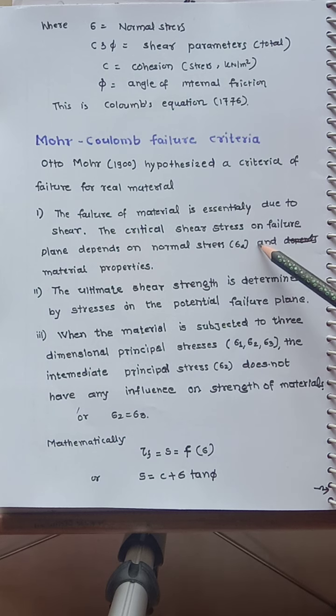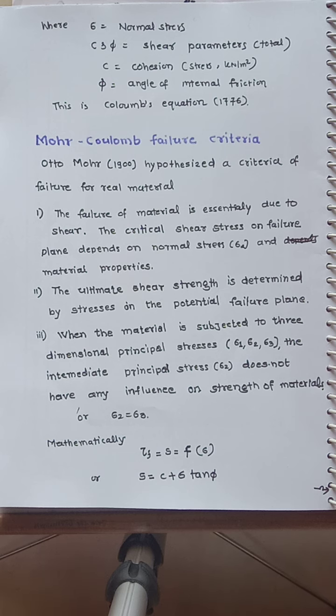Okay, so the first point was with respect to the normal stress. The second point is with respect to the failure plane inclination. And the third important point: when the material is subjected to three-dimensional principal stresses, sigma 1, sigma 2, sigma 3, the intermediate principal stress sigma 2 does not have any influence on the shear strength of the material.